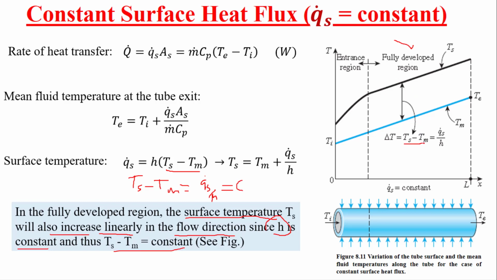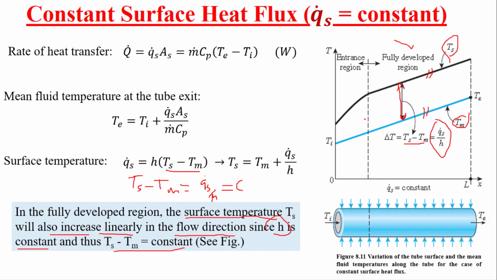So Ts minus T mean: this profile we call it Ts, this profile we call it T mean. So the subtraction is equal to a constant value. So this distance always remains constant between them, so they are parallel profiles. Okay, the difference between them remains constant.